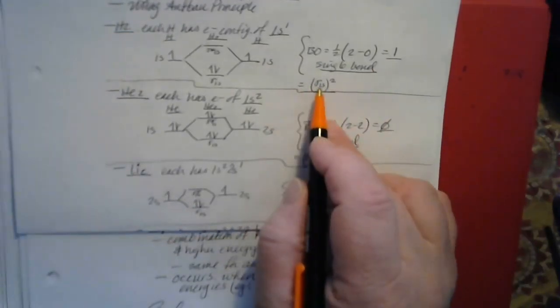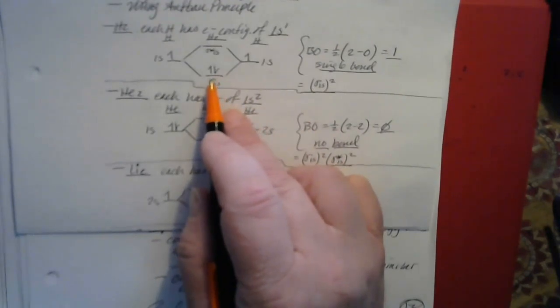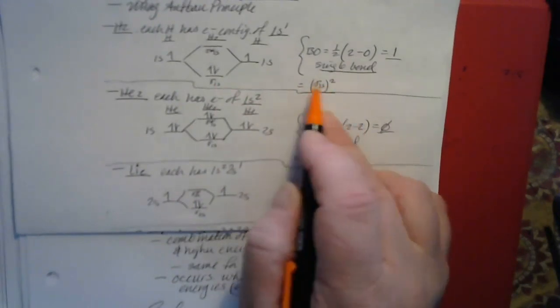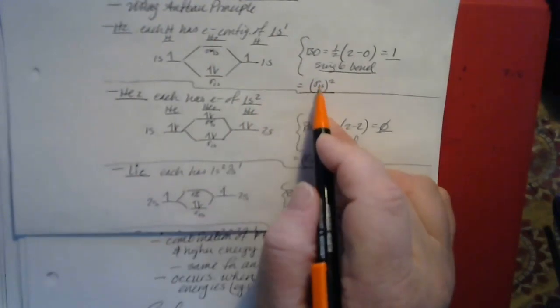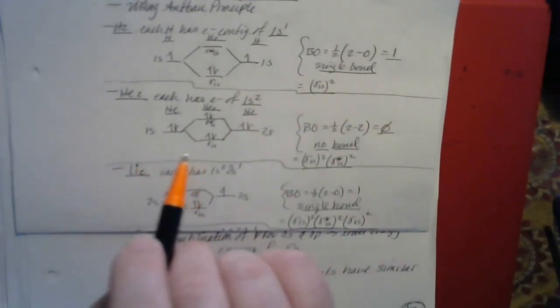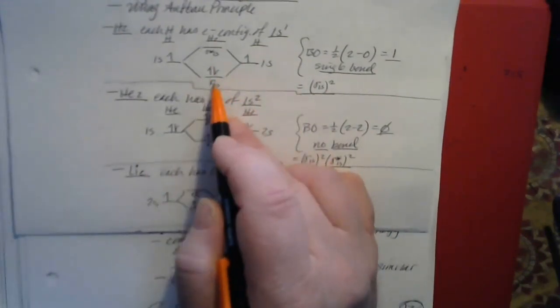The molecular electron configuration would be basically listing out the molecular orbitals that have electrons in them, and then using a superscript to indicate how many electrons are in each molecular orbital. So in this case, it would be sigma 1s parenthesis 2, because there are 2 electrons in the sigma 1s bonding molecular orbital.